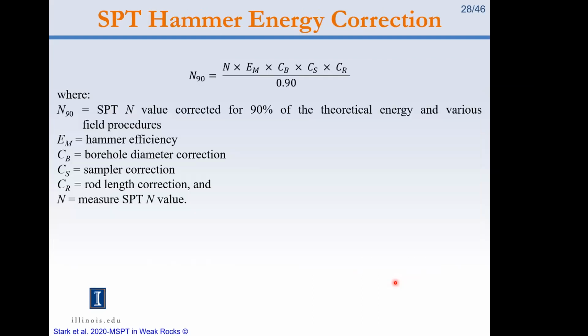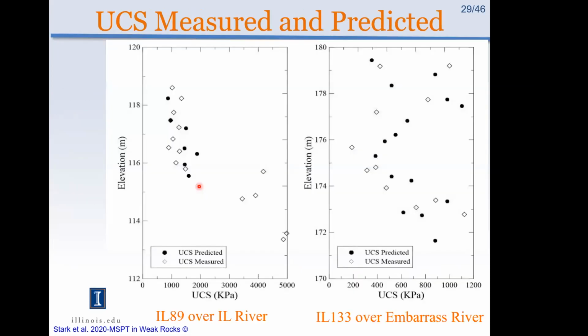So if your site is delivering less than 90%, you can adjust it through this expression to get an N90. E_M is the energy efficiency. So if you were using 60%, you'd put in 0.6 here and divide by 0.9. The other correction factors are similar to a standard penetration test: borehole diameter correction, sampler correction, and the rod length correction. So the correlation is built on 90% energy using N rate.